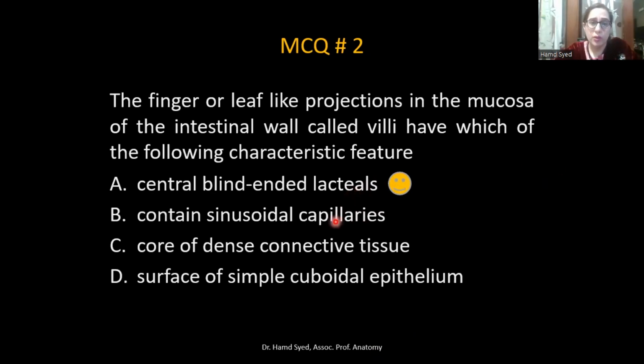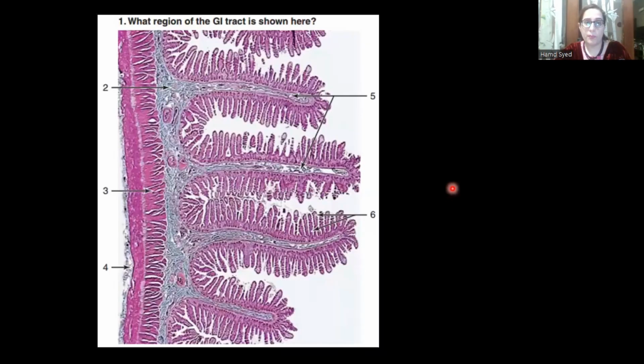Let's look at the other options in this MCQ. B cannot be the correct one because the capillaries present within the villi of the small intestine are fenestrated capillaries, not sinusoidal capillaries. C is incorrect because the core is of loose connective tissue, not dense connective tissue. And D is also incorrect because the lining epithelium of the villi is simple columnar epithelium, not cuboidal epithelium. So A is the correct answer in this MCQ.